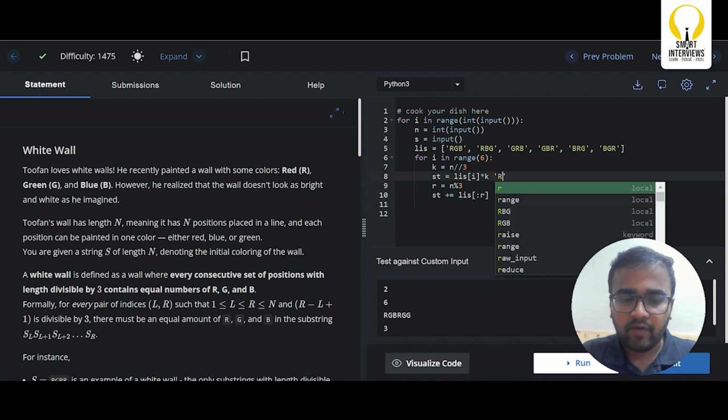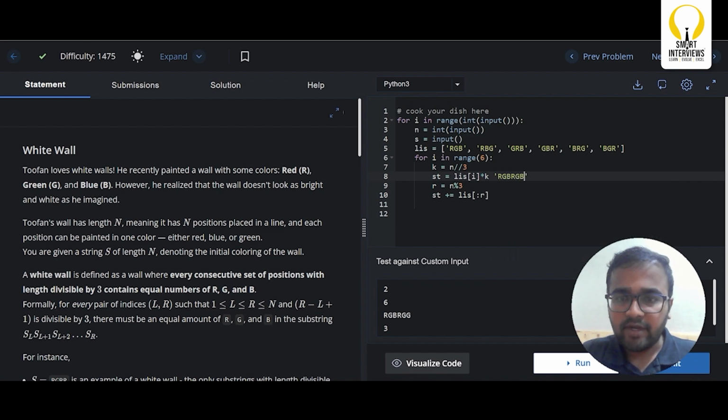So as I said, we have taken RGB, right? Now if the size is 8, the remainder is 2. So we'll take the first two characters, R and G. So that is what this is going to indicate. So you got the string. Now with respect to this particular string, you will find the minimum operations.